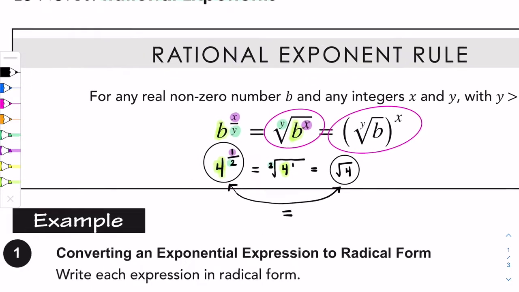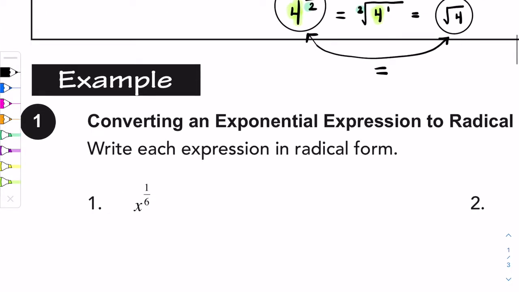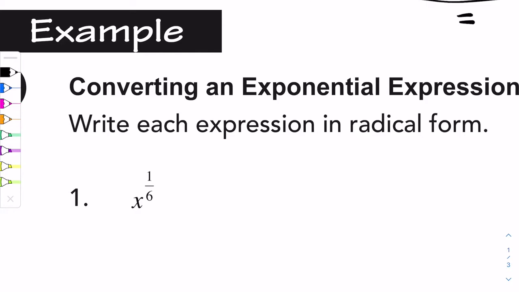If we look at these examples, example 1 is x to the power of 1/6. Remember that the exponent numerator is going to become the exponent underneath the radical sign, and the denominator is going to become your index. So this is going to be the 6th root of x to the first power, or just the 6th root of x. This is your radical form.